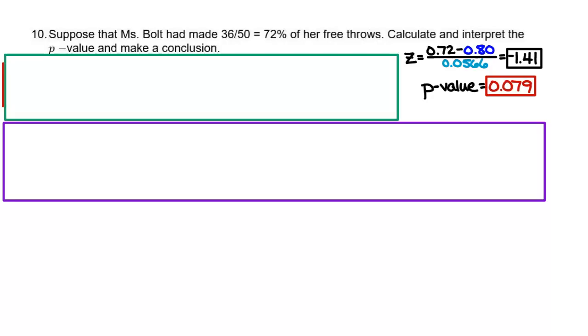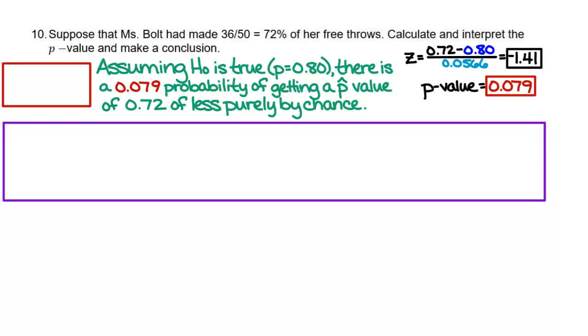All right, so now we're going to interpret the p-value and we're going to make a conclusion. You might want to look back at page 4 where it has the stems for how to interpret a p-value and make a conclusion. How does interpreting my p-value start? Assuming the H0 is true. What's the H0 again? P equals 0.80. Include that in there. So assuming the H0 is true, parentheses, P equals 0.80, there is a 0.079 probability of getting a p-hat value of 0.72 or less purely by chance. That sentence right there interprets the p-value.